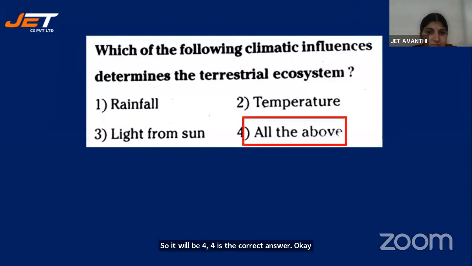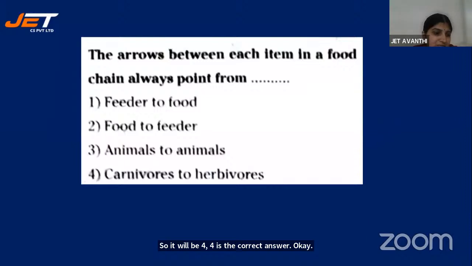Next, children. The arrows between each item in a food chain always point from where to where? The next question, children. Arrows in a food chain, or in a pyramid, or in a food web, represent what to what? From where to where will the energy flow be happening?